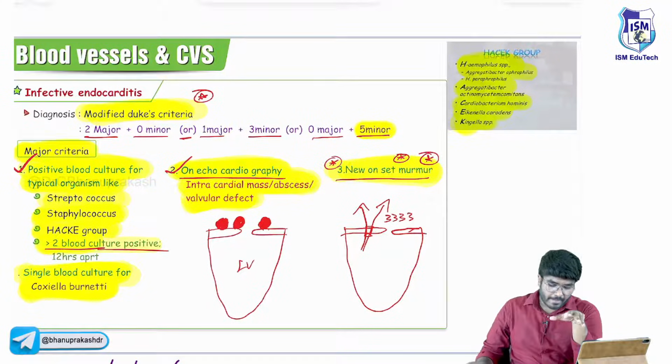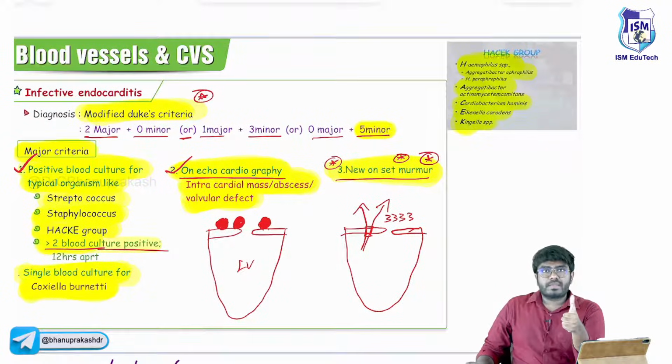What are the 3 major criteria? One major criteria is the laboratory finding, blood culture. Second is echocardiographic finding. And the third one is the auscultatory finding, that is the new onset murmur.